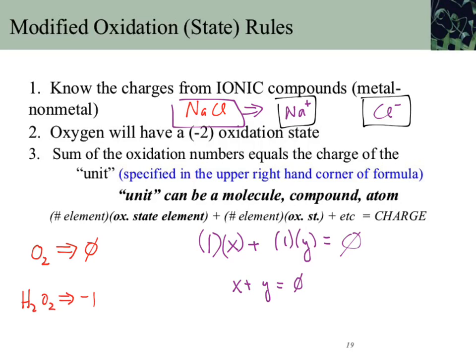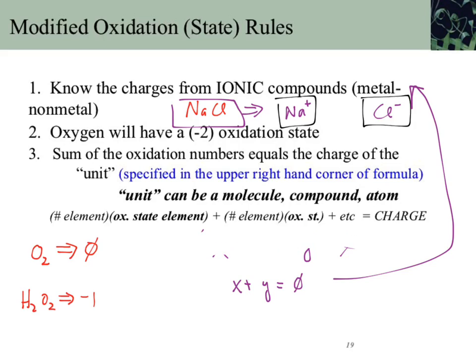How many possible solutions are there to that? There's a lot. There's an infinite amount of solutions. It might be nice if we had only 1 solution because we're looking at an oxidation state. So how do we then solve that equation with 2 variables? That's where rule 1 comes in handy. Because it's an ionic compound, the unit that I'm looking at is not sodium chloride, but I can split that into the ions, sodium ion and chloride ion.